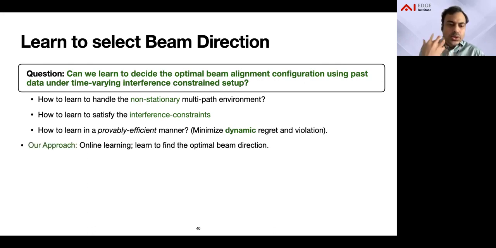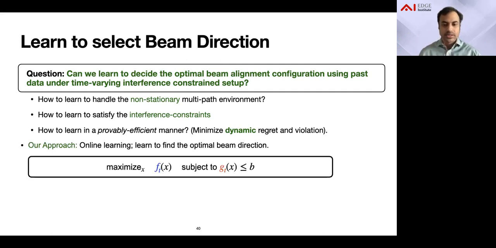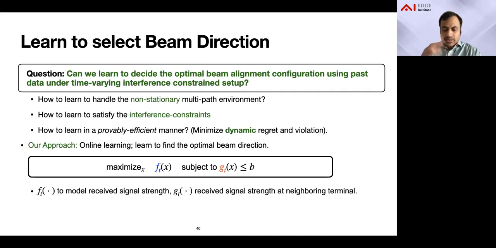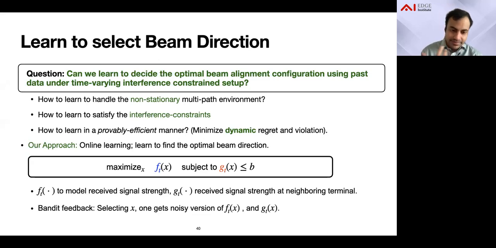Okay. And what we do is online learning. The idea is that you maximize the received signal strength, where x is the beam vector, subject to the interference constraint, that is, the received signal strength at the neighboring terminals is less than or equal to some threshold. And you notice that we have time dependent functions f_t and g_t. Again, this is bandit feedback. If you select x, you only get a noisy version of f_t(x) and g_t(x).